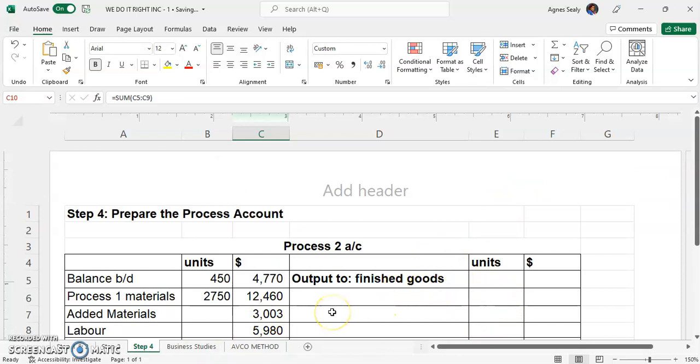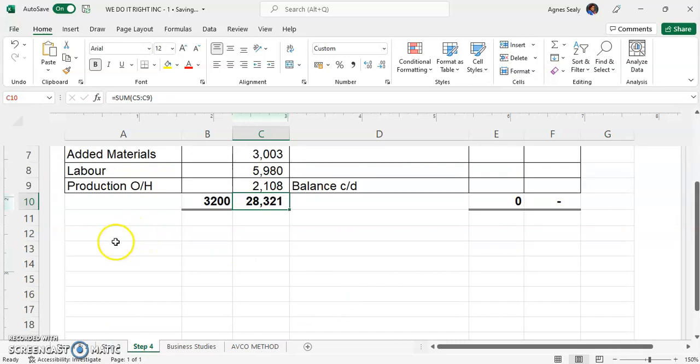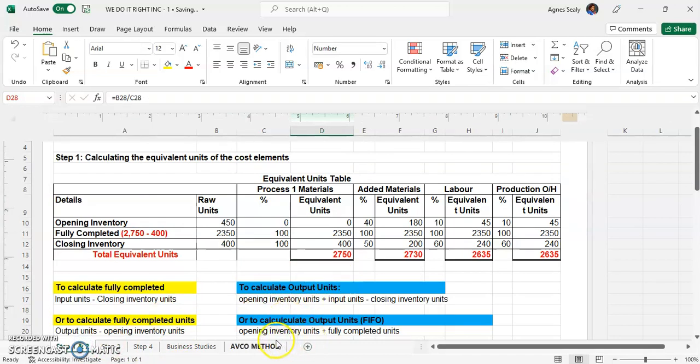So let's look at the output of finished goods. Remember that our finished goods will be those units that were fully completed. So how will we know our output? Remember from here, our output will be our opening inventory units plus our fully completed units, or take our opening inventory plus our input units and minus our closing. So I'm going to use the formula opening plus the fully completed, because I know my opening and my fully completed now. My opening is 450 and my fully completed is 2,350.